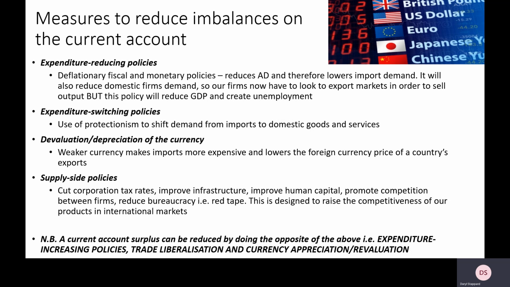A further policy is to weaken the currency. Now, you've got two different words here, devaluation and depreciation. A depreciation is where the currency becomes weaker, and that is through market forces. So it could be driven by lower demand for your currency across the world. It could be driven by an increase in the supply of your currency. Now, when we look at a devaluation, this is where we deliberately intervene or manipulate our currency value downwards.